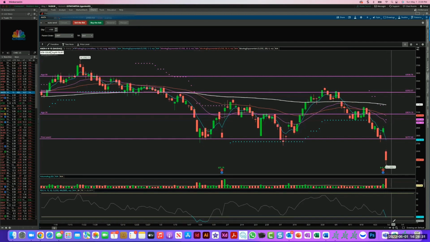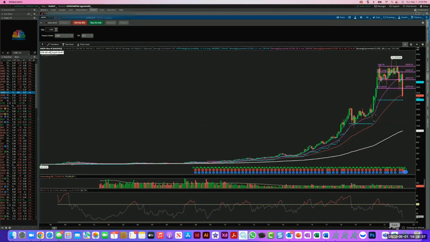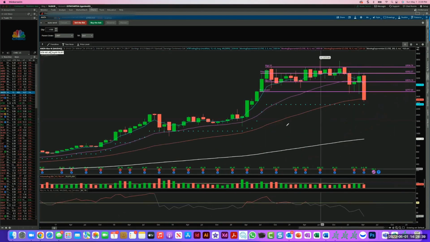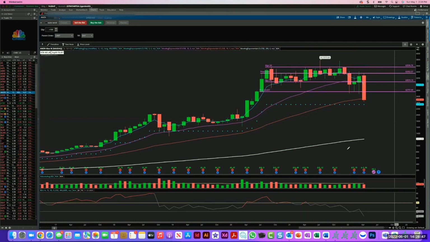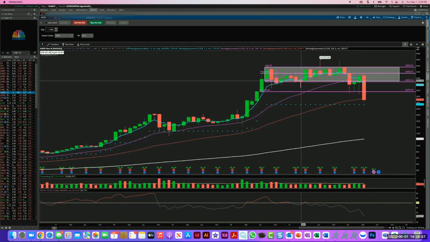Now, I don't really know, I haven't really looked at Amazon from a trading perspective, and it could very well be here. Looking at this consolidation, we expected that Amazon was going to break out one direction or the other. So if I just highlight this area here, you can see this consolidation.